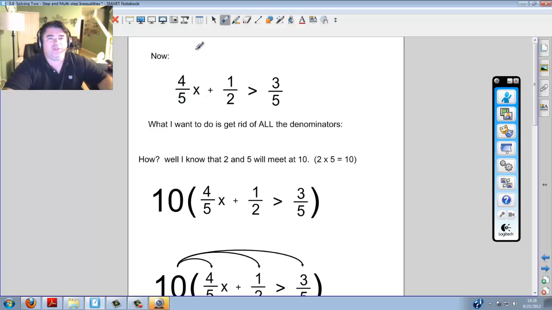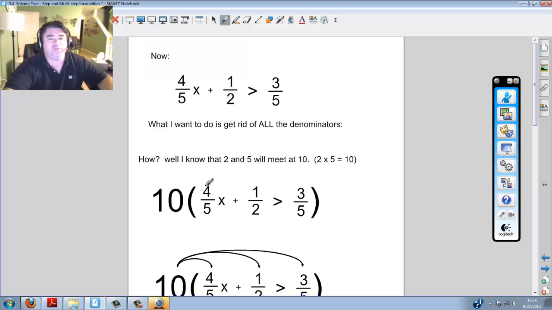In other words, 5, 10, 15, 20, 25, 30, 35, 40, and 2, 4, 6, 8, 10, 12, 14, 16, 18, 20. They meet a bunch of different places, but the first place they meet is 10. So I can times them all by 10. Remember, when I times by 10, I'm going to times by the top and divide by the bottom.